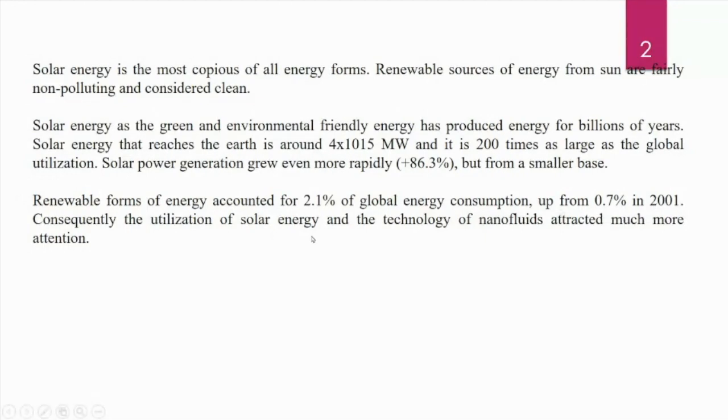In short, what this line wants to say is that solar energy is available in a huge amount, 4 into 10 to the power 15 megawatt, at least 200 times what we need all over the world, but we are unable to convert it, and only a very small percentage, like 2 to 3 or 4 or 5%, is converted. So we have to convert this energy more and more by the use of different devices for mankind and various applications.